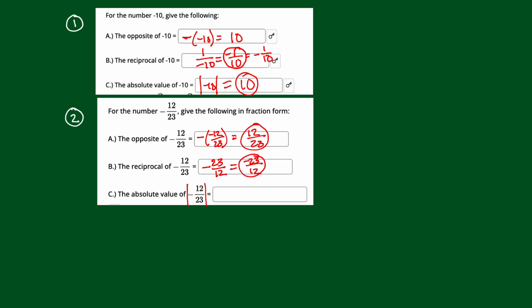And in part C, the absolute value is just going to be the distance between that negative number and 0 on the number line. So an absolute value takes any number, converts it to its positive. So this is going to be 12 over 23.